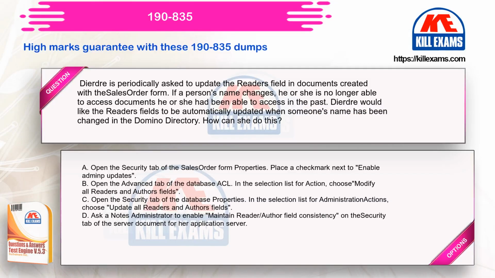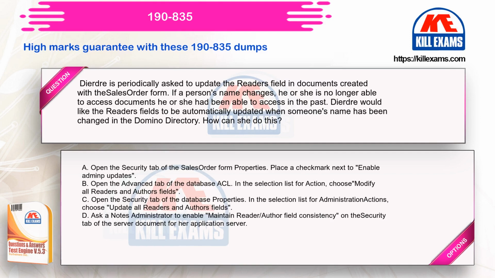Deirdre is periodically asked to update the reader's field in documents created with the sales order form. If a person's name changes, he or she is no longer able to access documents he or she had been able to access in the past. Deirdre would like the reader's fields to be automatically updated when someone's name has been changed in the Domino directory. How can she do this?